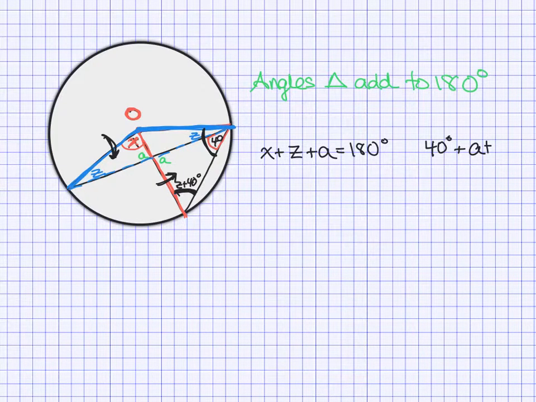So maybe I want to write this over a bit. Maybe I want to write this bottom triangle as A plus 40 plus Z plus 40 equal to 180. Maybe I want to do that.